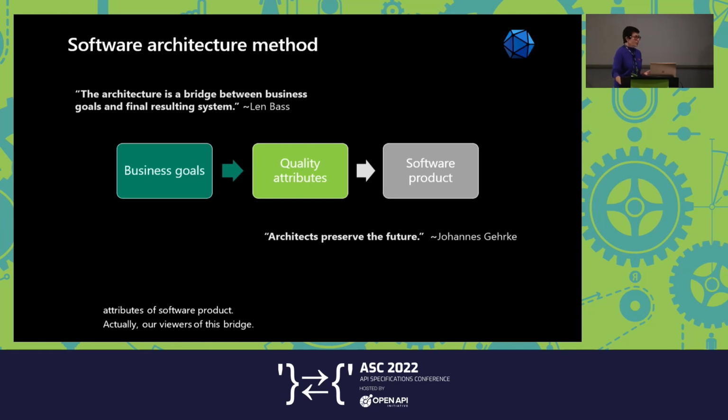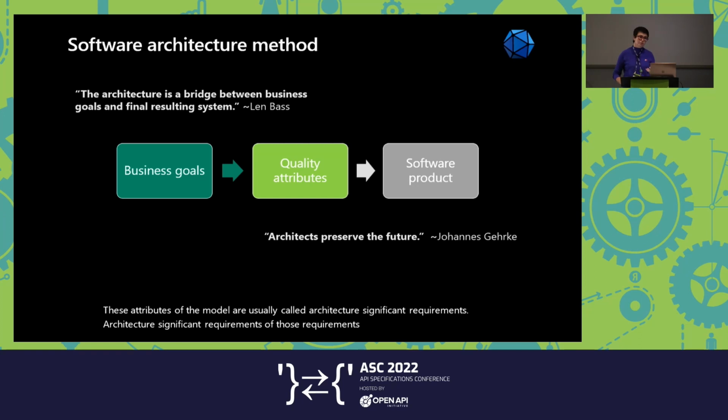Architecture is an abstraction by nature, and it's based on creating a model of the system which we're trying to produce. These attributes of the model are usually called architecture significant requirements. Architecture significant requirements are those requirements which produce a profound effect on the system, and they are very often presented as quality attributes. What are quality attributes? It's many different ilities such as availability, maintainability, usability, and other ilities of a system which you may define.